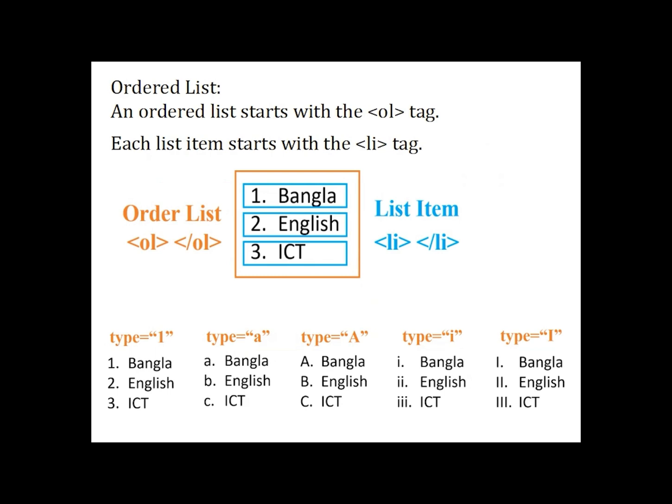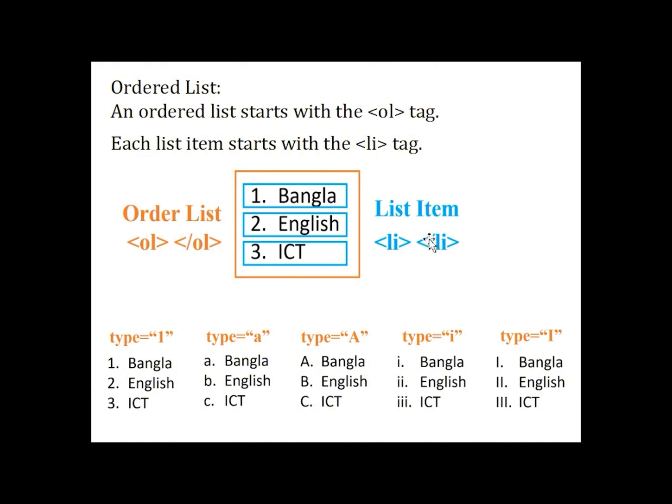Let's start with the ordered list. Of course the ordered list tag will be OL, and of course the closing will be /OL. This is the tag. Under the tag, to write down the list, of course LI, with closing. Each of the list items, say Bangla, English and ICT, there are three items in the ordered list. So we have to start each list item with LI and closing LI.